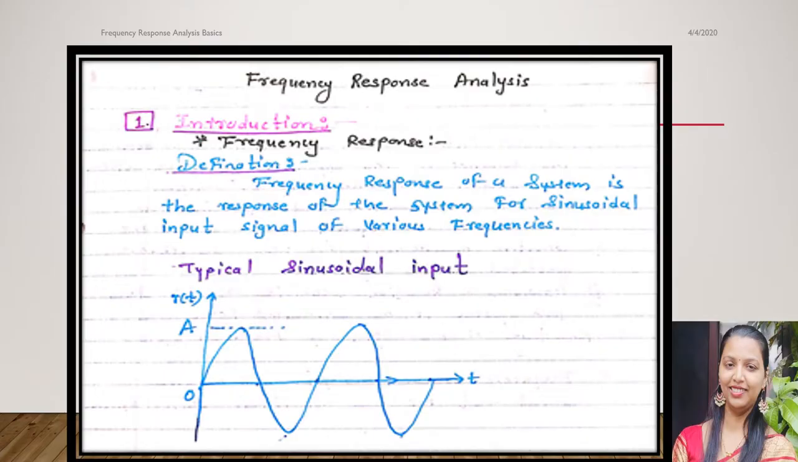But the extraction of a transfer function from the step response is very difficult since it is laborious. On the other hand, using the frequency response method, we can easily obtain the transfer function from the experimental data. The frequency response of a system is the response of the system to a sinusoidal input signal of various frequencies.